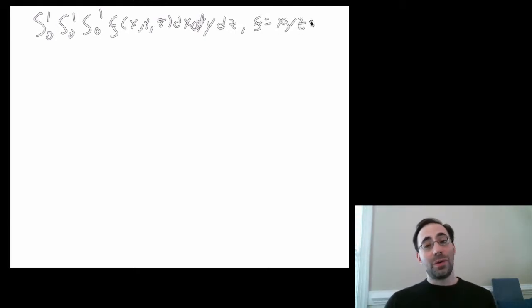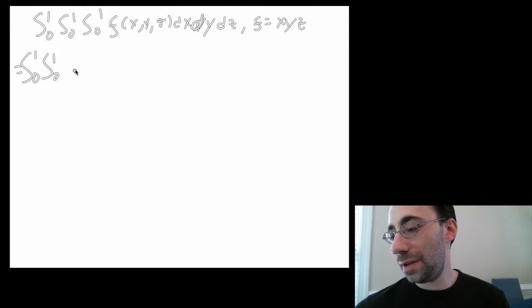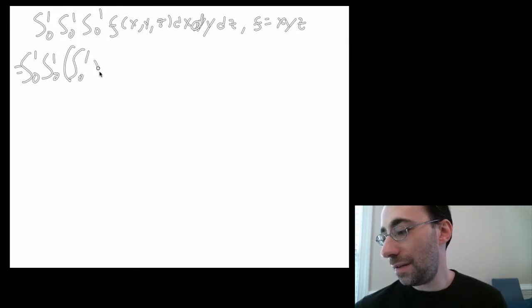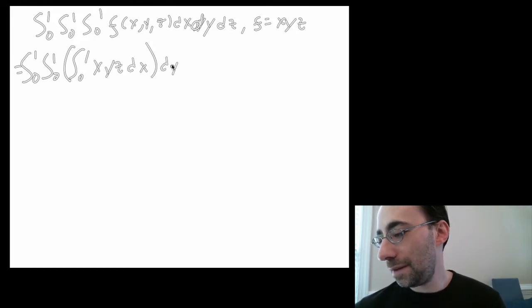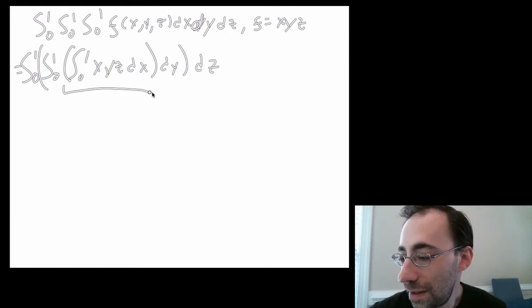Well, you do it in any order you want to. So I can start with x, and it should equal the integral 0 to 1, 0 to 1, of the integral from 0 to 1 of xyz dx, dy, and dz. Well, what's this thing?